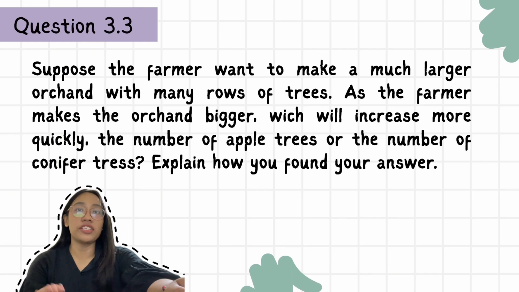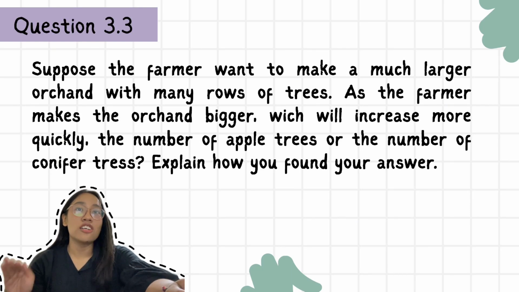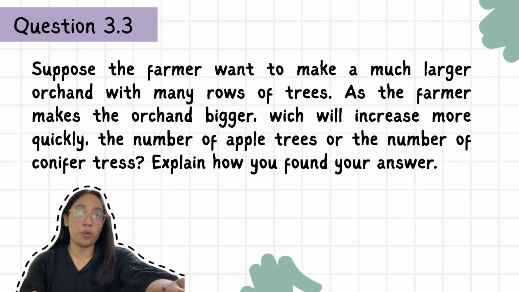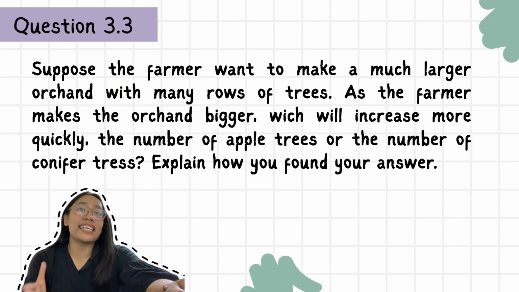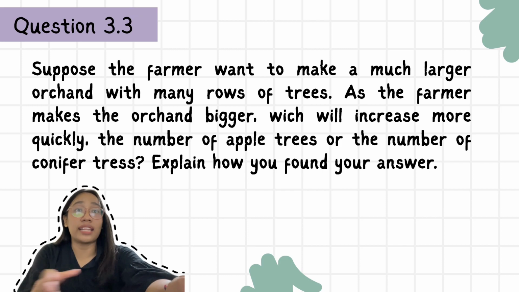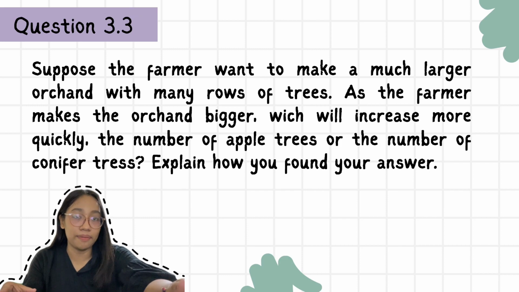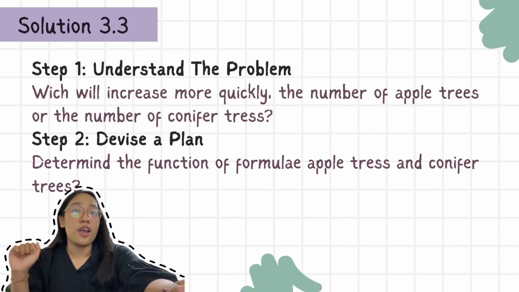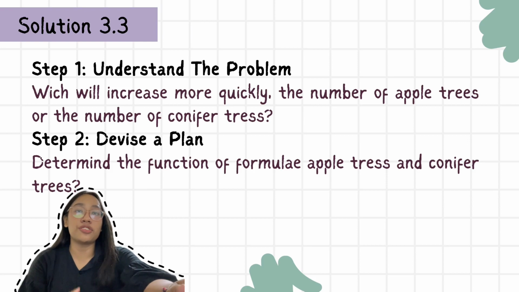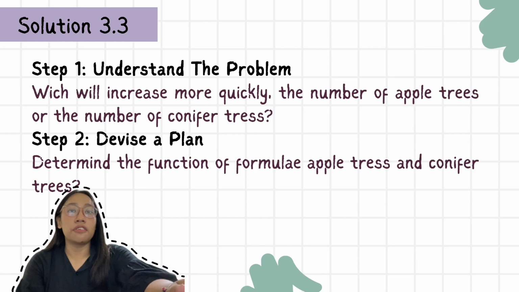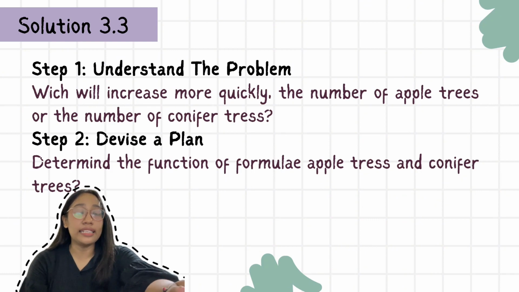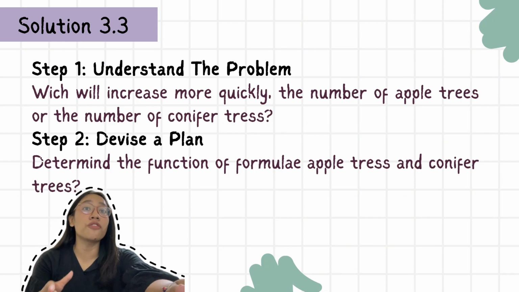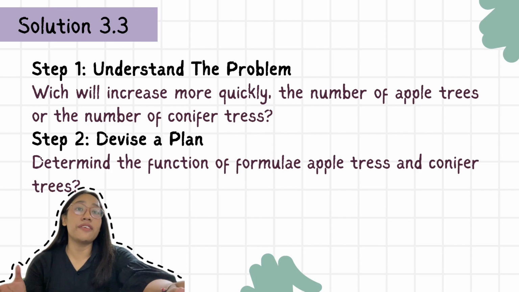So we move to the last question, the question of 3.3. Suppose the farmer wants to make a much larger orchard with many rows of trees. As the farmer makes the orchard bigger, which will increase more quickly, the number of apple trees or the number of conifer trees? Please explain how you found your answer. Okay, we must use the four steps. The first step is understand the problem: which will increase more quickly, the number of apple trees or the number of conifer trees. And then we devise a plan.